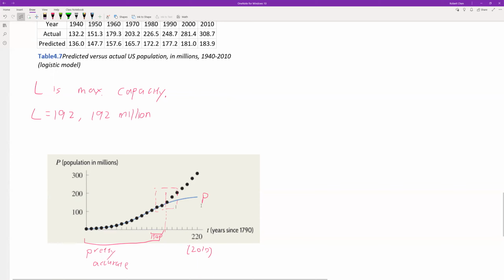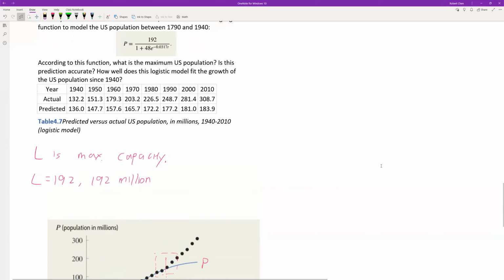Let's say we change the max capacity to something else, like 300, 400, or 500 million, even 1 billion. It's possible that we get a lot of people in there, and maybe in that case we can switch some values around and make a better logistic model for the US population.